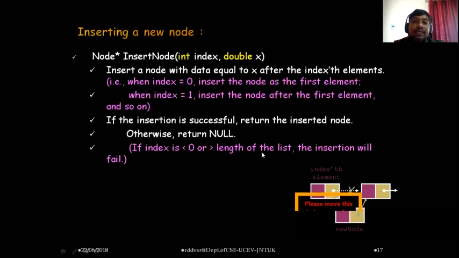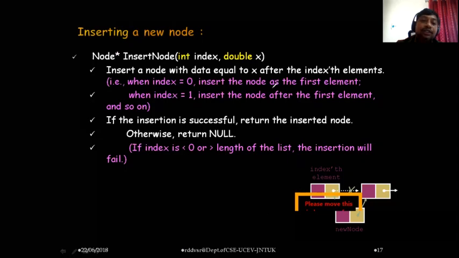If you want to insert a new element into the linked list, all that you need to do is, when index is 0, insert the node as the first element. When index is 1, insert the node after the first element, and so on. If the insertion is successful, return the inserted node, otherwise return null. So this is the algorithm. Let me show you.